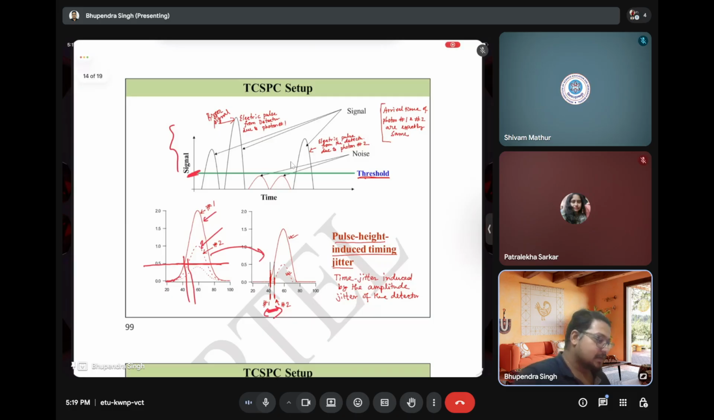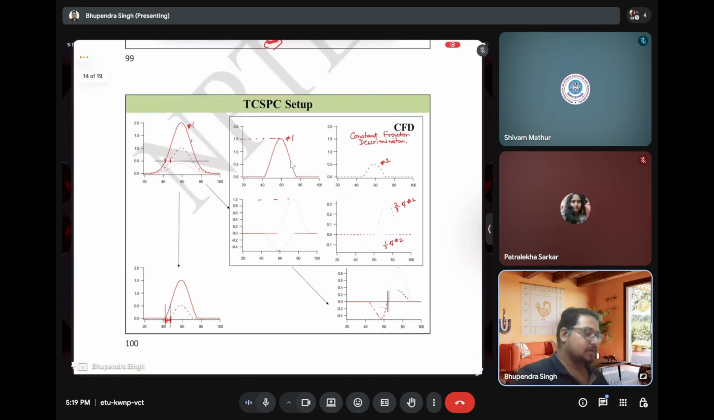So to minimize that, we use the CFD. And what does this CFD do? It will actually split the signal, 2 by 3 portion upside and 1 by 3 here. Then by combination of these two, you'll get something like this.